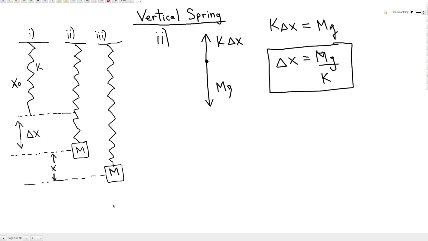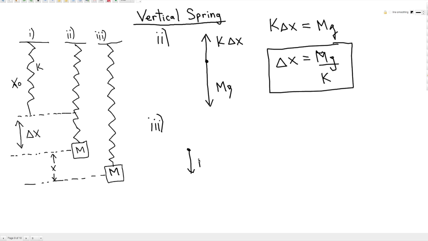At some point it's going to start coming back, and I want to look at it when it's another distance x away from the previous case I just looked at. So let's look at all the forces acting down here, now when the block is a certain distance x away from the case where it was in equilibrium. So for case 3, what I want to do is the same as before. I want to do a free body diagram.